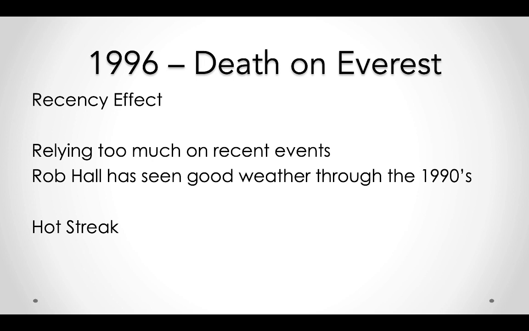What is recency? Well, that means we are relying too much, we're putting too much weight in our decision making on recent events. So in this case, like I said, Rob Hall had seen good weather throughout the 90s, and there was no indication that that pattern should not continue into 1996. In sports, we call this the hot streak, or the hot hand. If a player makes 4 shots in a row, then we expect the 5th shot to follow the same pattern and go into the basket.